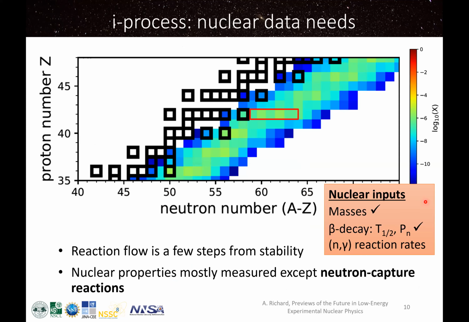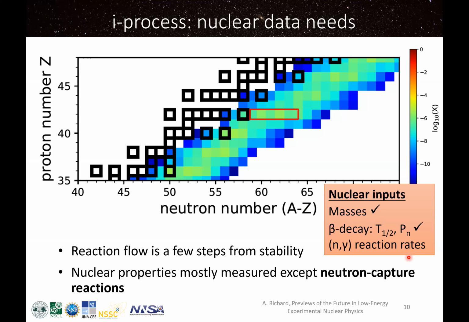In terms of nuclear data needs, what we need is very similar to what you would anticipate needing for the R process or the S process. The plot that I'm showing here is proton number versus neutron number, and this is just an example I process reaction network, coming from the nucleosynthesis grid, or NuGrid, collaboration. The reaction flow that you can see here is only a few steps away from stability. That means that for our nuclear inputs, the masses for the most part have been constrained. The beta decay half-lives and Pn values have also been fairly well constrained for a lot of these nuclei. But what has not been well constrained is the neutron capture rates.